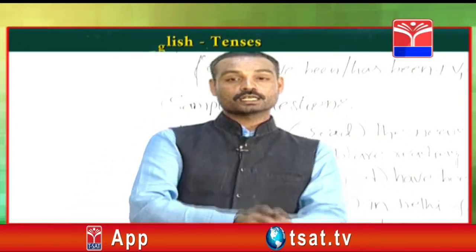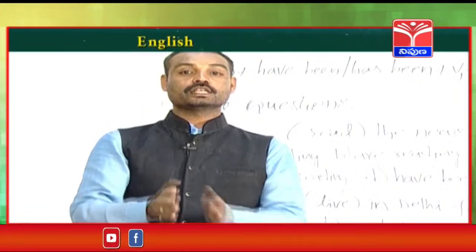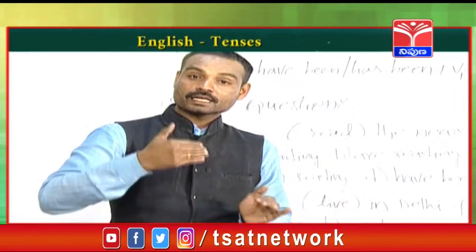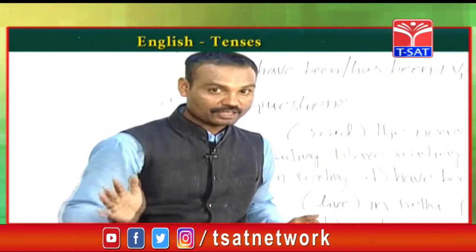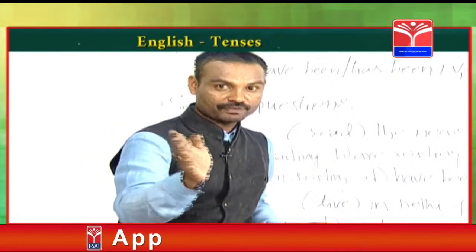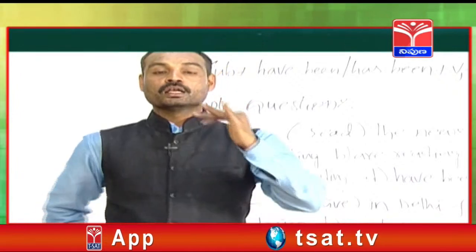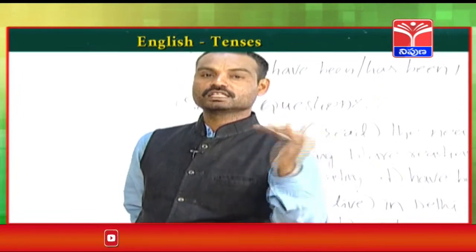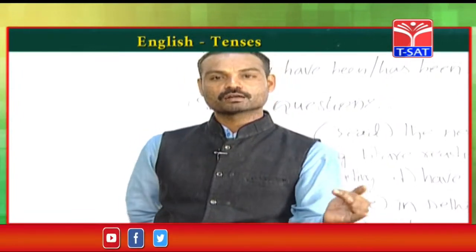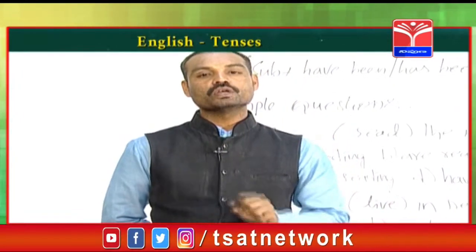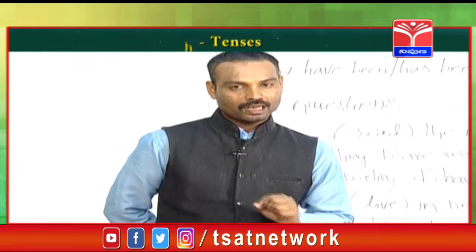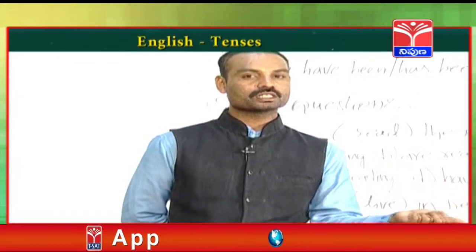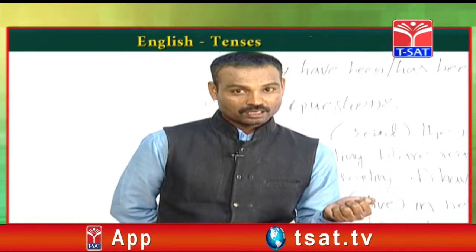Friends, in past continuous there are two helping verbs, they are was and were. After I, he, she and any singular subject we should use was. I was, he was, she was, my friend was, my mother was, like that. After we, you, they and any plural subject, were should be used. We were, you were, they were, my friends were, my relatives were. After every singular subject was should be used, after every plural subject were should be used.